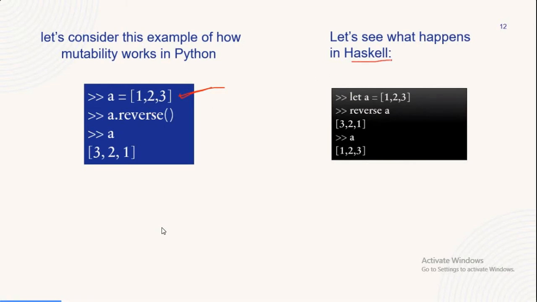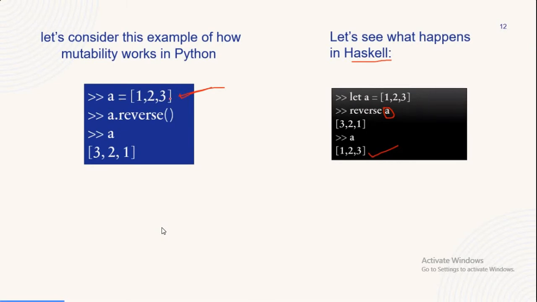Haskell has immutable data. That means if you are defining something like A is equal to this, you can't change the main data of the A list. You can print it this way, reverse A. That means it will reverse all the elements of A. But the A itself you can't change, it is immutable.